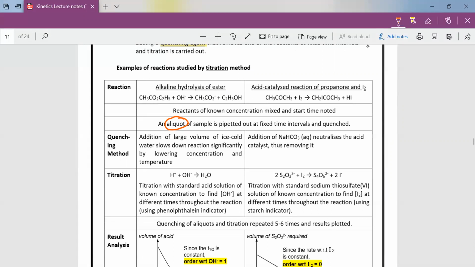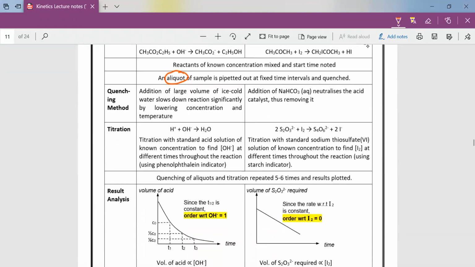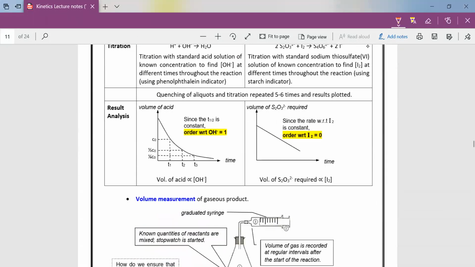Sometimes we can plunge the whole reaction mixture into ice cold water. We lower the temperature significantly and then we slow down the rate of reaction. Or for an acid catalyzed reaction, we can add in a base to neutralize the acid. Then we titrate with the appropriate reagents and plot the results.